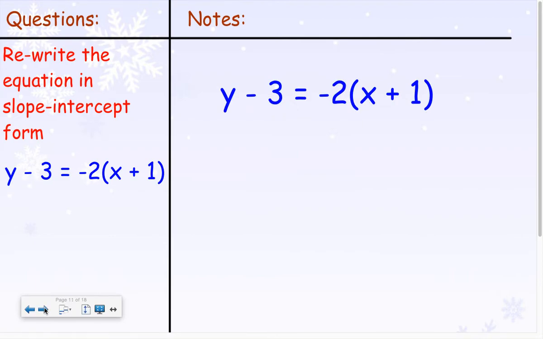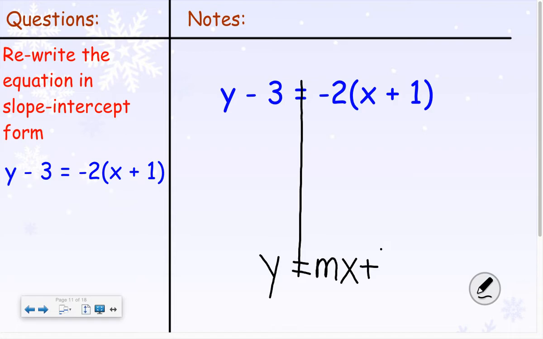Alright, second one, we're going to do the same thing again, so rewrite the equation in slope-intercept form. This time our equation is y minus 3 equals negative 2 times x plus 1. So draw our train tracks, and again, by the time we're done, we want it to be in y equals mx plus b form. So I'll start out by distributing again. Remember, my goal is to get y alone. So negative 2 times x is negative 2x. Negative 2 times 1 is negative 2.